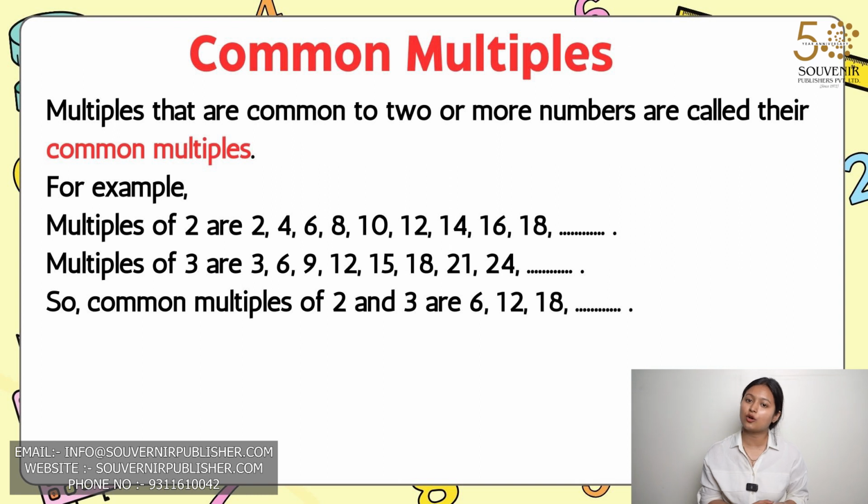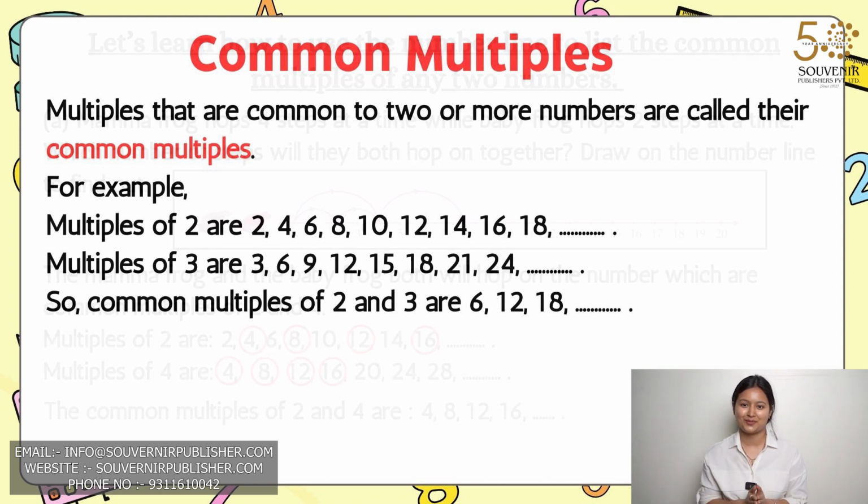Students, now let us talk about common multiples. Multiples that are common to 2 or more numbers are called their common multiples. For example, multiples of 2 are 2, 4, 6, 8, 10, 12, 14, 16, 18 and so on. Multiples of 3 are 3, 6, 9, 12, 15, 18, 21, 24 and so on. So common multiples of 2 and 3 are 6, 12, 18 and so on.